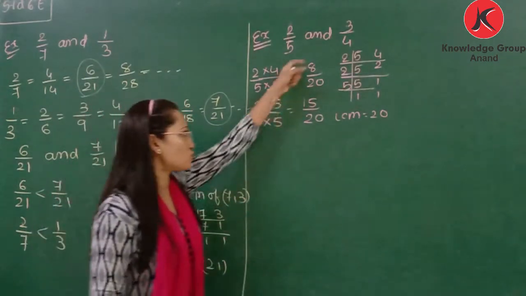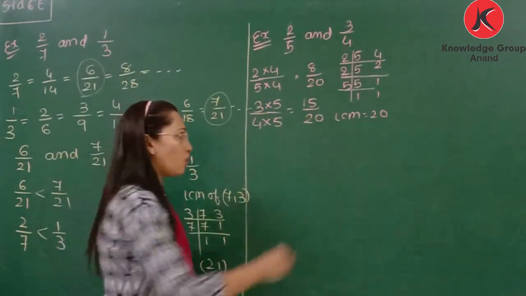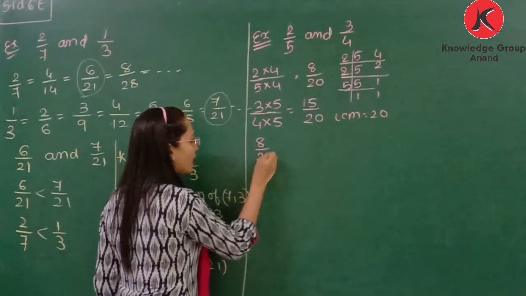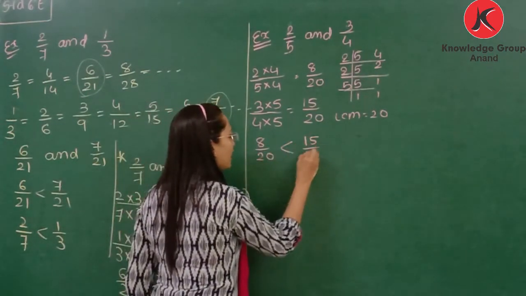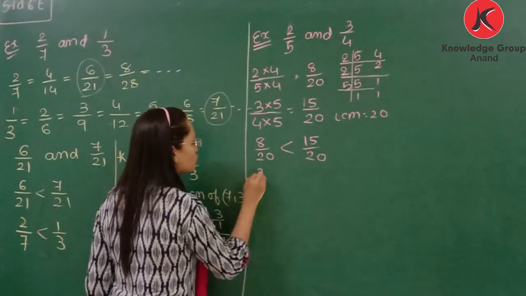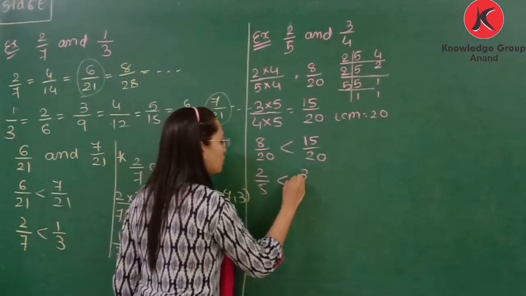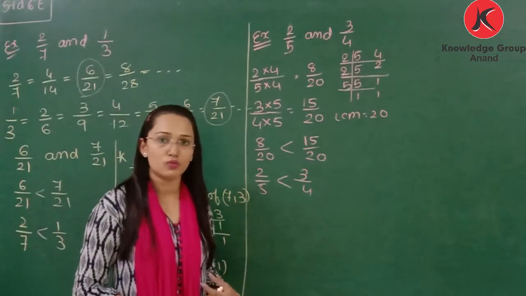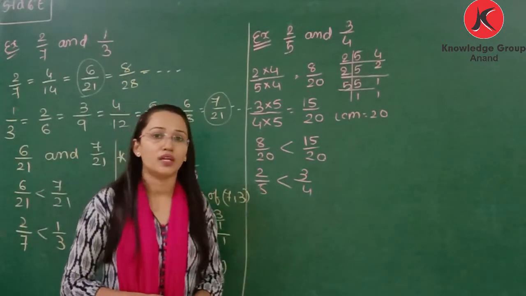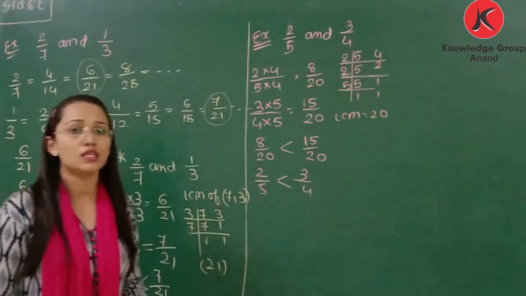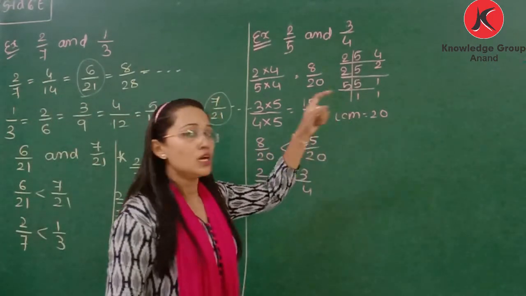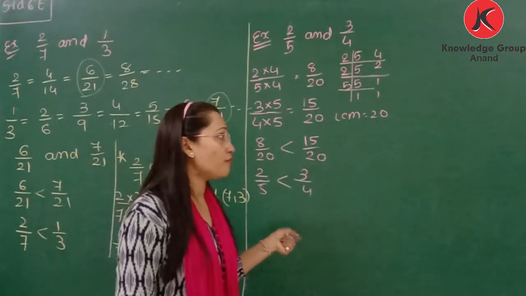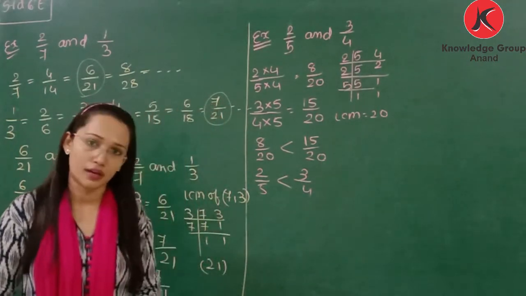Now from these two fractions, which one is greater? Obviously 15 by 20 is greater. So we can write 8 by 20 is less than 15 by 20. It means 2 by 5 is less than 3 by 4. Now you can see this method is easier than the previous one. So this way you can compare unlike fractions. This concept of finding the LCM is also useful when we are performing the addition or subtraction of unlike fractions.